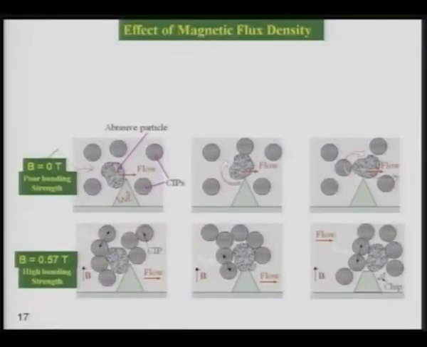But in the second case, where the magnetic field is say 0.57 Tesla, you can clearly see the chains being formed of the iron particles, or CIP, and they are holding the abrasive particles between the chains. These carbonyl iron particles are holding the abrasive particle, and when you are pushing it in the direction of the arrow as flow shown over here, then this abrasive particle will shear off the peak of the workpiece surface.